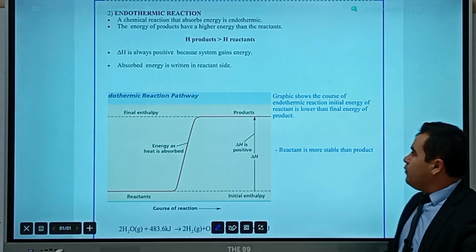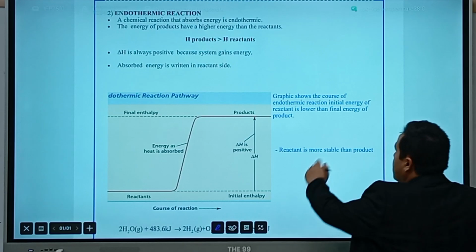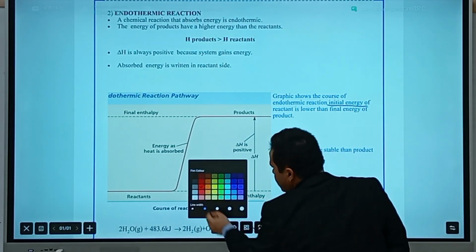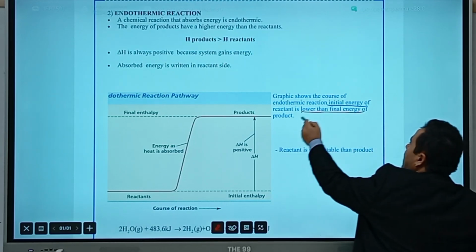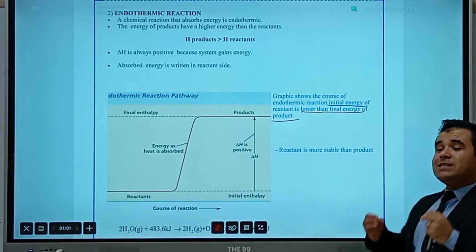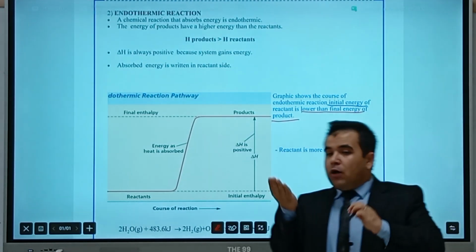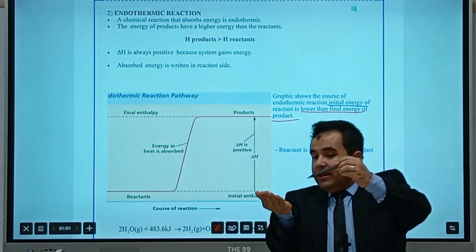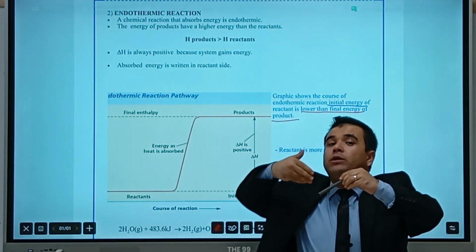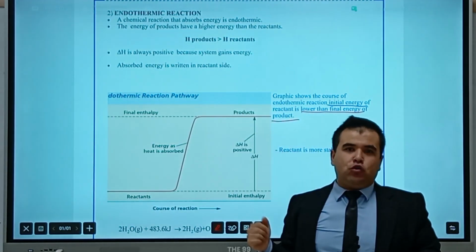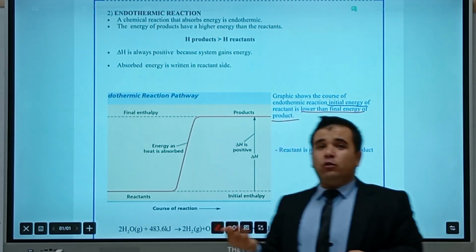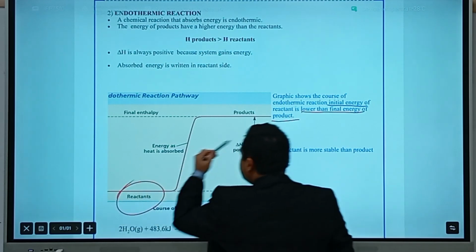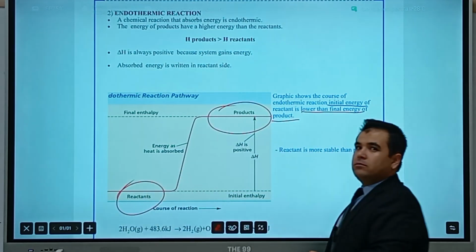Endothermic is just the opposite of the exothermic, guys. The graph shows the course of endothermic. The initial energy of the reactant is lower than the final energy of the product. Endothermic means the reactant is in a lower position of energy. We add heat, absorb heat, to reach the product, so the product must be in a higher position of energy. That's why the reactant must always be lower than the product.